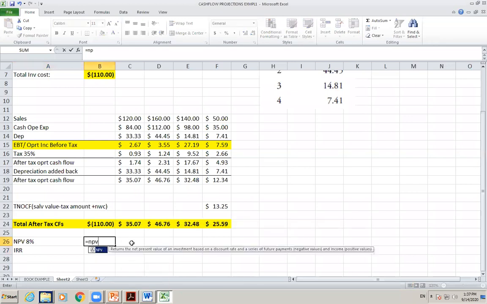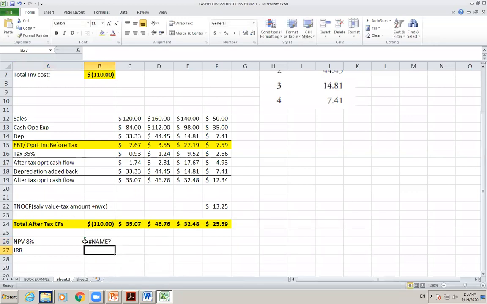So our NPV, open the bracket, rate is 8%. Select the range, close the brackets, minus the investment cost. So our NPV is positive, which is 7.15 million. It's a good sign.